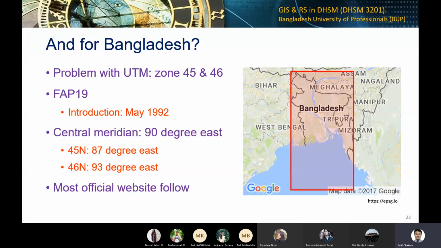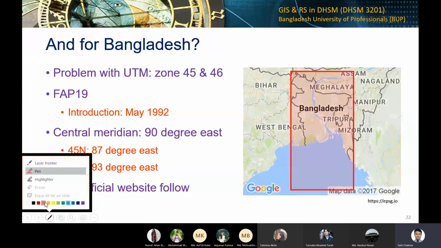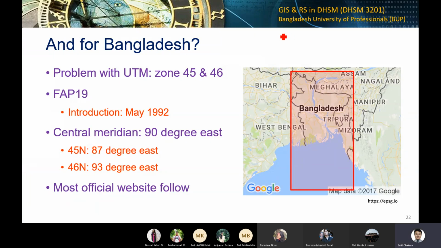Now in Bangladesh, we have a significant problem. The problem is the zones of UTM. In Bangladesh, we have 2 zones, zone 45 and zone 46. How is it a problem? Let's go back to the previous theory. We have one zone, this is 45, and we have another zone, and they have a little bit of overlap. Better I draw these in a different color. So we have another zone.